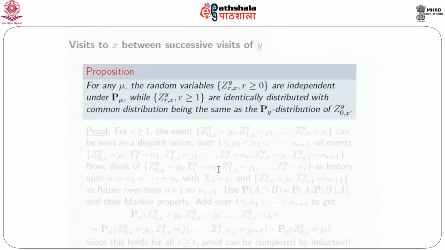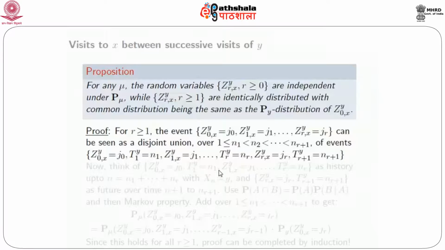So here is a proposition. For any initial distribution mu, the random variables Z_r^{xy}, if you only look at those indexed by r greater than or equal to 1, are identically distributed, and the common distribution is the same as the P_y distribution of Z_0^{xy}. The idea of the proof is very similar to the analogous fact that we proved about the original Z_r y's, so let me just give an outline of the proof. For any r greater than or equal to 1, the event that Z_0^{xy} is j_0, and so on, up to Z_r^{xy} is j_r, can be broken up as a disjoint union over strictly increasing integers n_1, n_2, ..., n_{r+1} of events where you also put in conditions on the T_1 y value, the T_2 y value, and so on. That is basically what is written here.